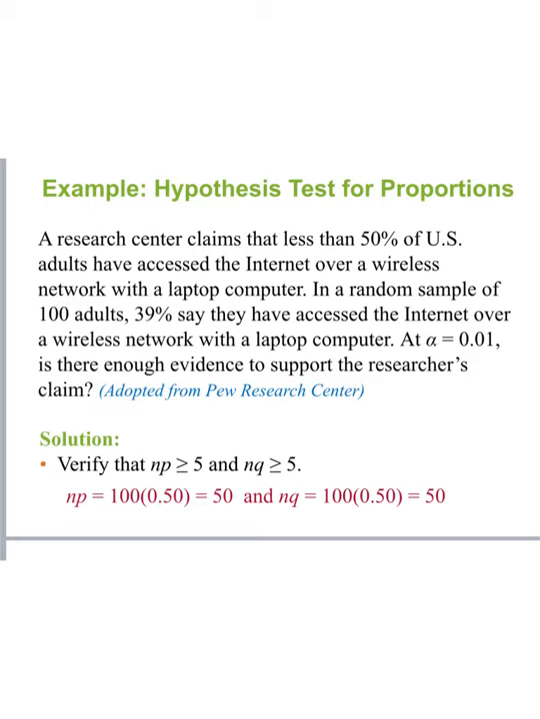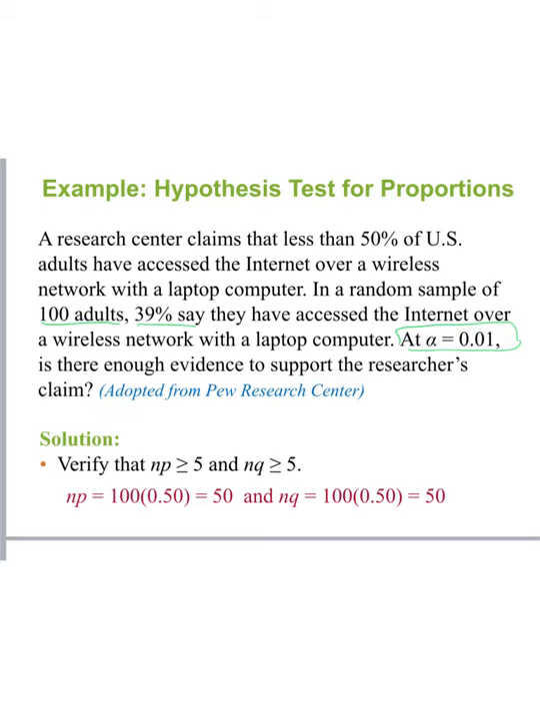Let's take a look at an example. A research center claims that less than 50% of U.S. adults have accessed the internet over a wireless network with a laptop computer. In a random sample of 100 adults, so here's important information, n equals 100, 39% say they have accessed the internet over a wireless network with a laptop computer. At alpha equals 0.01 level of significance, is there enough evidence to support the researcher's claim?